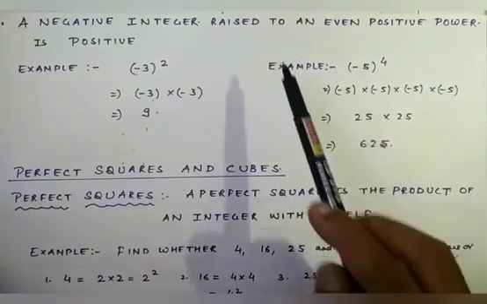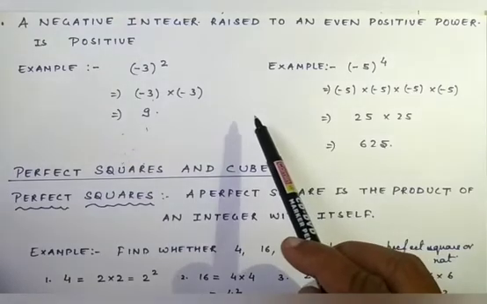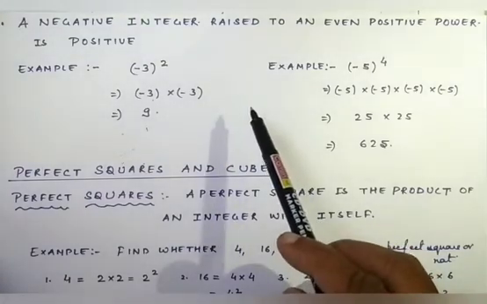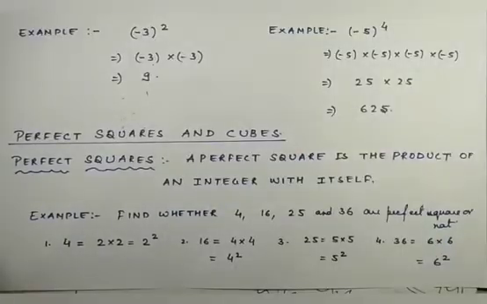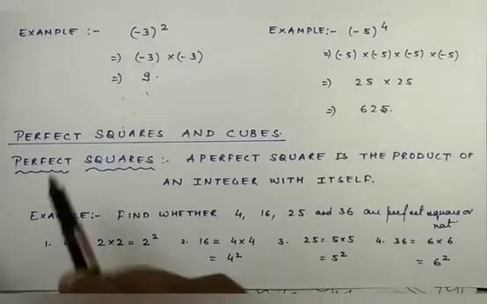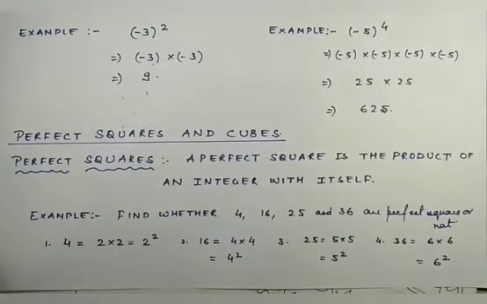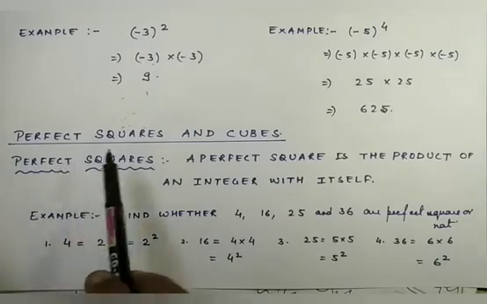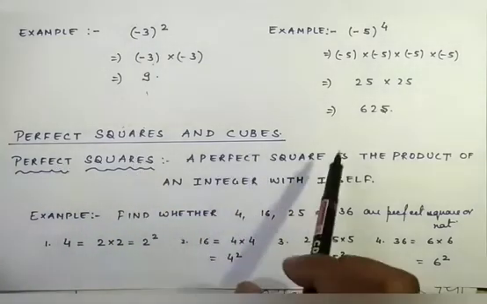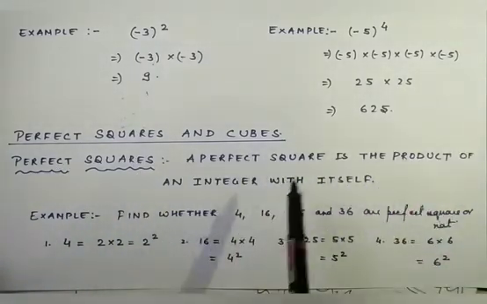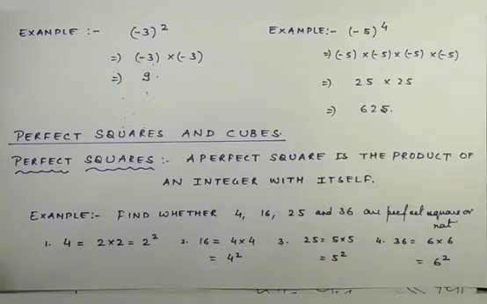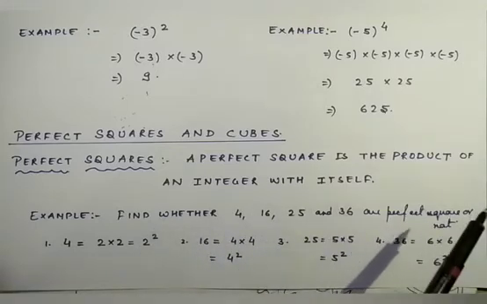I hope all the three rules or topics that I have explained are clear to everyone. Let us move to another topic, that is perfect square and cubes. So first I am going to explain to you what is a perfect square. A perfect square is the product of an integer with itself. Now I have to find out whether 4, 16, 25 and 36 are perfect squares or not.